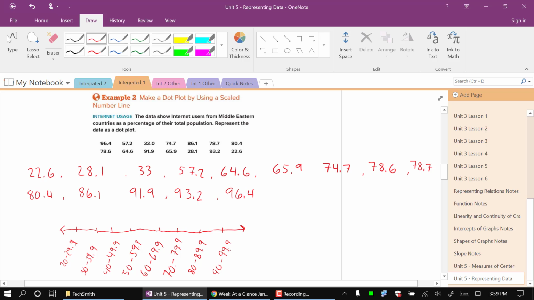And then how many times does each of them happen? Numbers falling between 20 and 29.9 is 2. Between 30 and 39 is 1. Nothing happens in the 40s. In the 50s, we have 1. In the 60s, we have 2. In the 70s, we have 3. In the 80s, we have 2. And then in the 90s, we have 3. So again, this is percent of population.